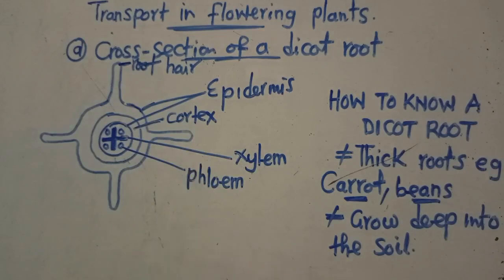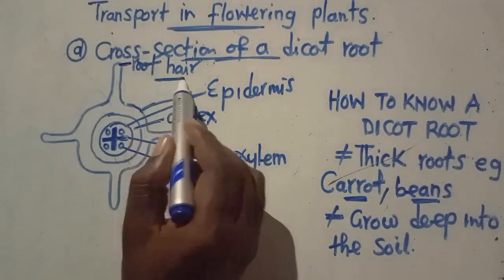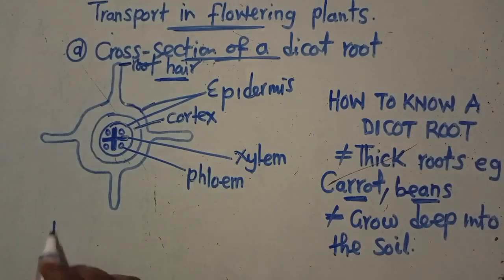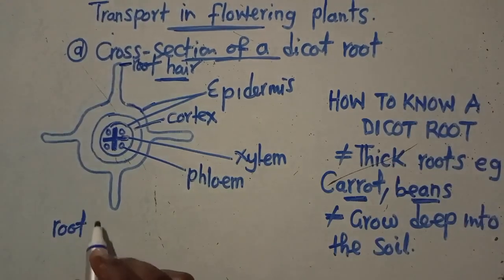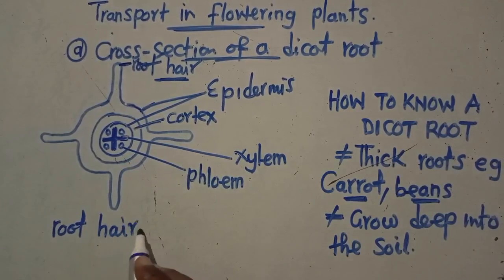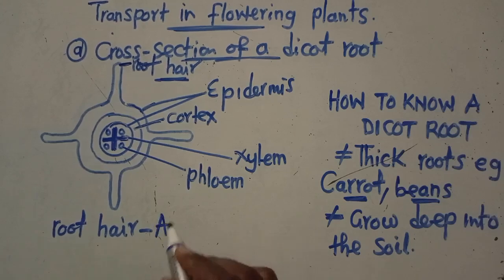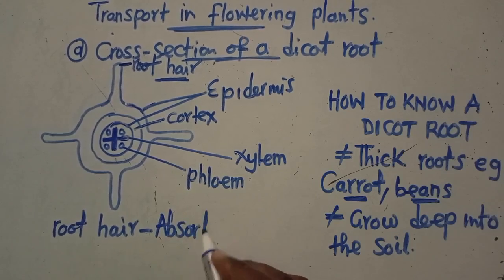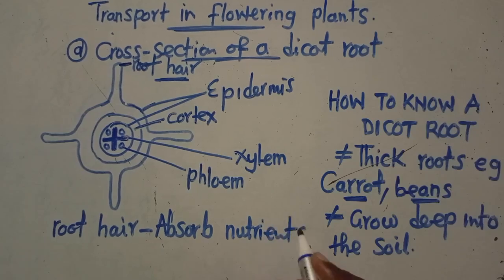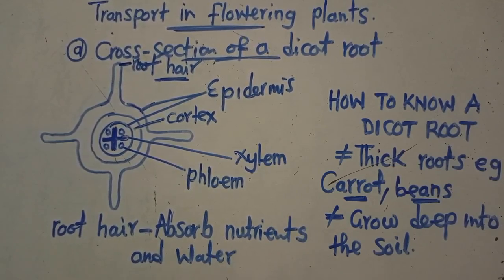So what are the functions of these parts, especially the root hair? What is the function of a root hair? You discover that it absorbs nutrients. So this one absorbs nutrients and water. Then these things are happening underground there.